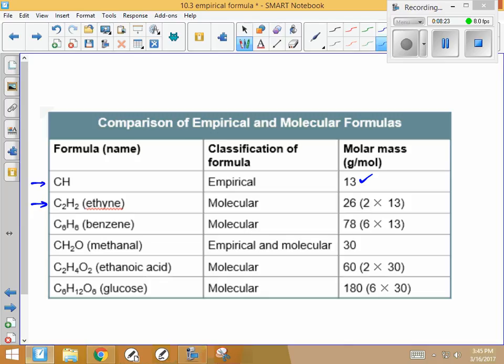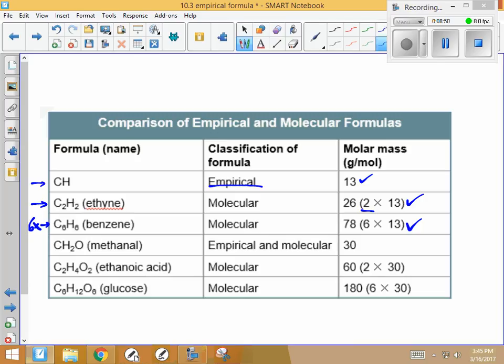And that is a molecular formula. And you can see right here, we multiply the molar mass by 2. Its molar mass is 26. And multiply by 6, and you get benzene. Its molar mass would be 78, which is 6 times 13. So these empirical formulas are kind of like mathematical building blocks.